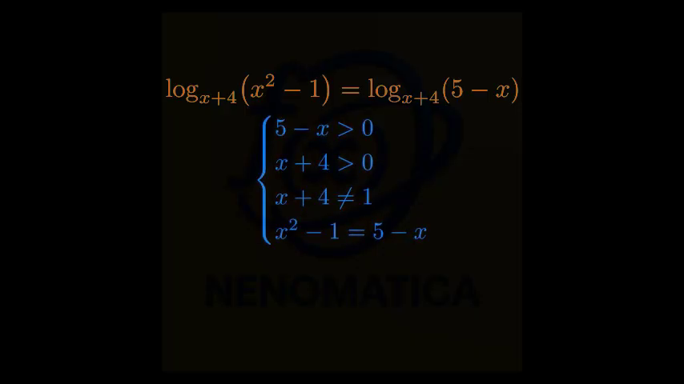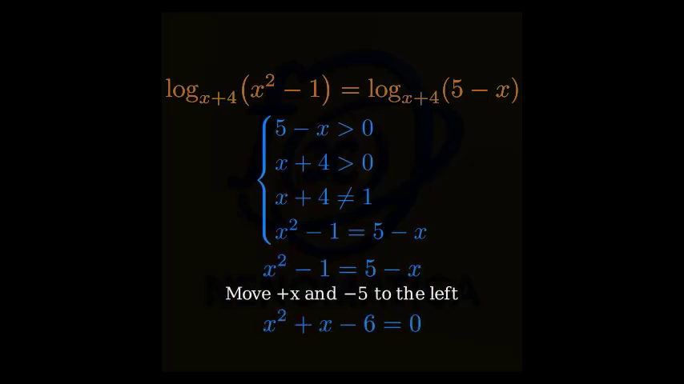5 minus x is greater than 0. x plus 4 is greater than 0. x plus 4 is not equal to 1. And because the bases are identical, the arguments must be equal: x squared minus 1 equals 5 minus x. Step 2, copy the core equality of the arguments. Then move all terms to the left to form a standard quadratic equals 0.